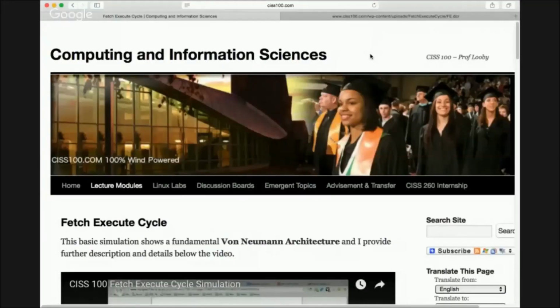All right, I'm going to get started here. Today we're going to look at the fetch execute cycle. And we did cover this last week. This was part of the architecture and hardware chapter.